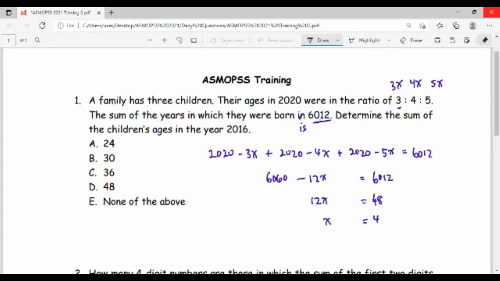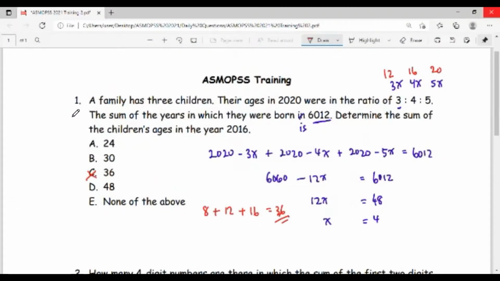So what is x then? x means the value of the units, right? To determine the sum of the children's ages in 2016, let's find the current ages first. After knowing x, I can write 3x as 12 years old, 4x is 16 years old, and 5x means 20 years old. 2016 means 4 years ago. So 4 years ago, the youngest child was 8, the second child was 12, and the oldest child was 16. So the sum of the ages is 36, which is option C.